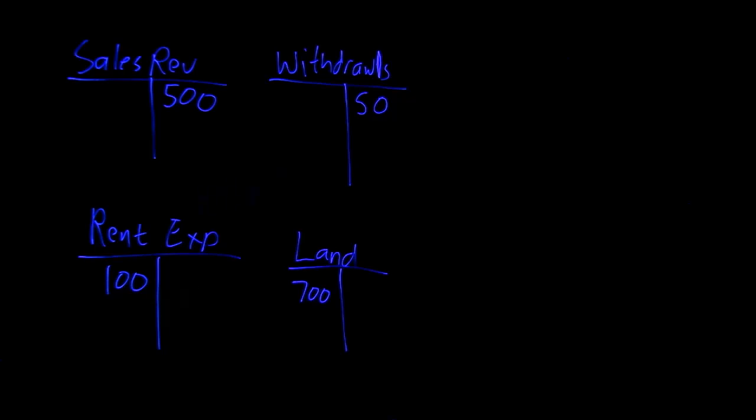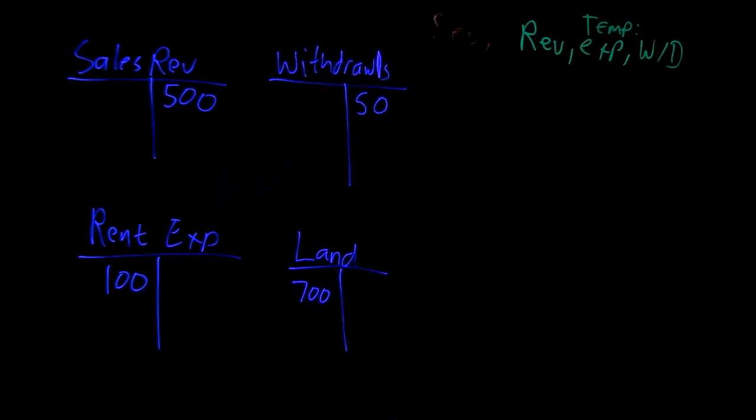So we have two different types of accounts: temporary accounts and permanent accounts. Temporary accounts are revenue, expense, and withdrawals. These are the accounts that get closed out. Temporary accounts: revenue, expense, and withdrawals.